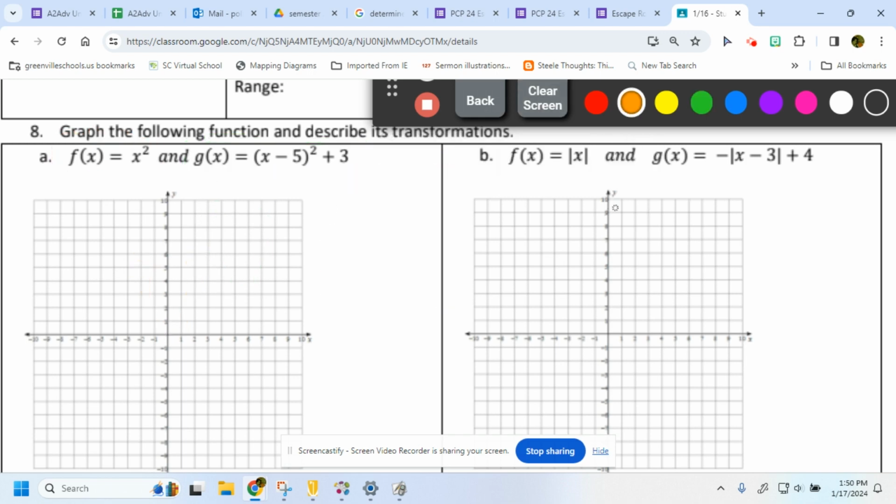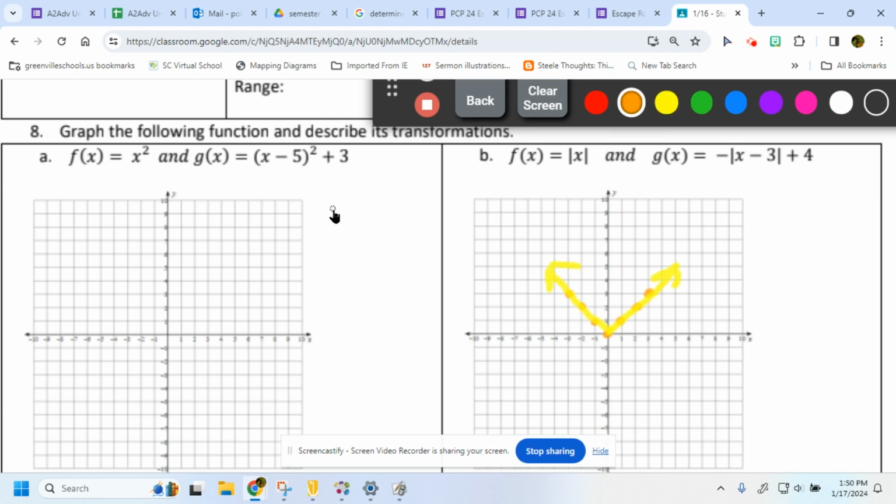Next, letter B, absolute value. Absolute value is a V shape, starts at the origin, up 1 over 1, up 1 over 1, up 1 over 1. Then do the reflection. So the graph for absolute value of x will be just like a V shape, like the yellow one here.